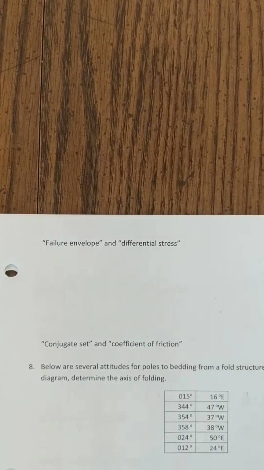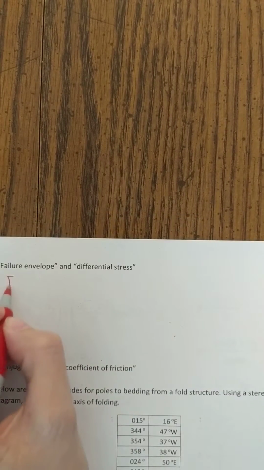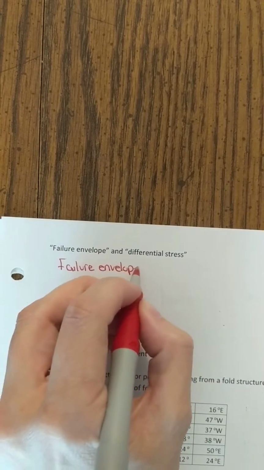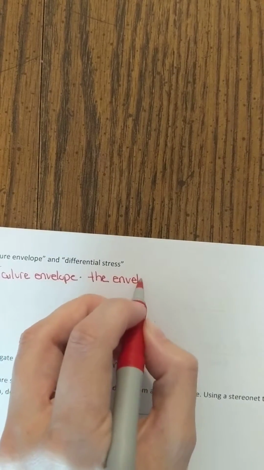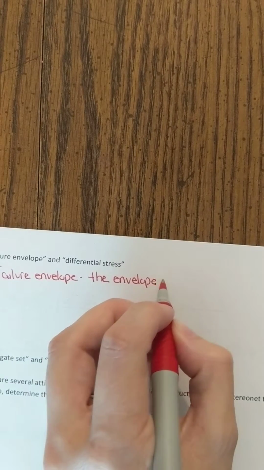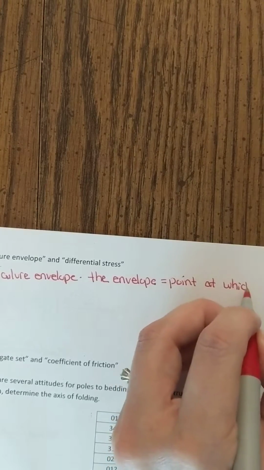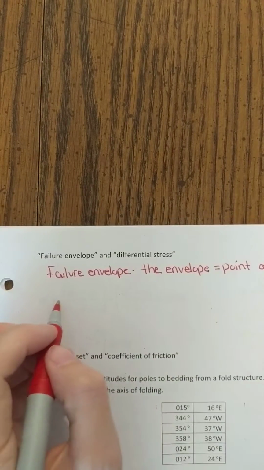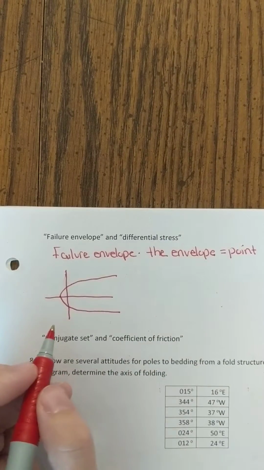And then if we go over to our failure envelope, this can be as simple as the envelope or the point at which the rock breaks. You can also go so far as to define what the different characteristics are, right?